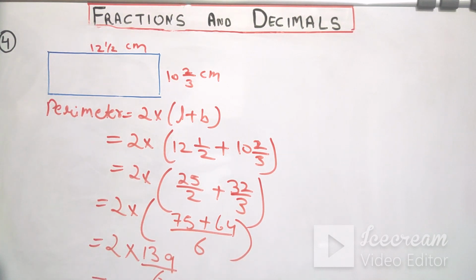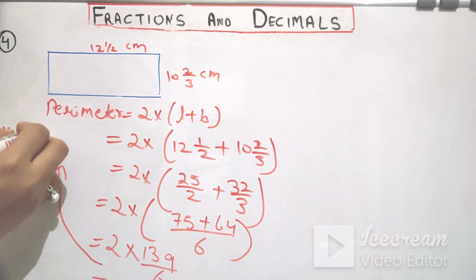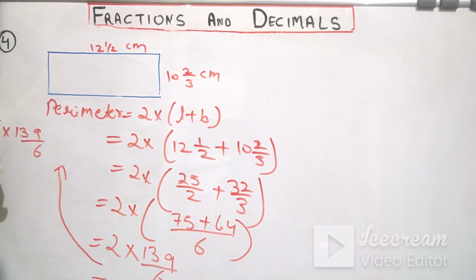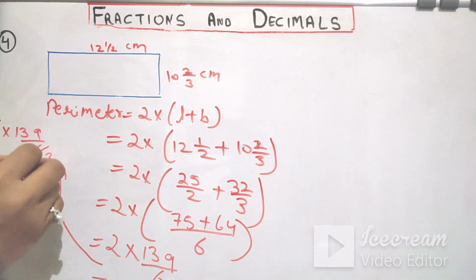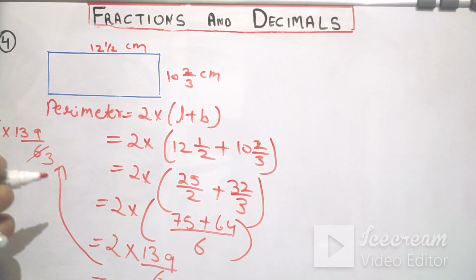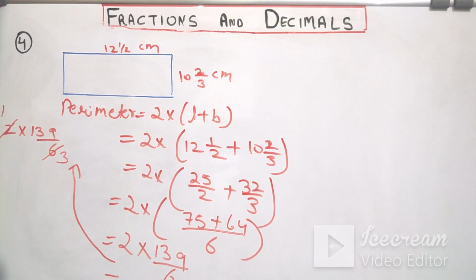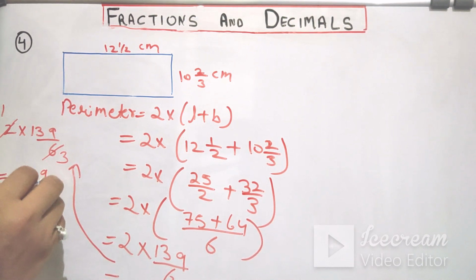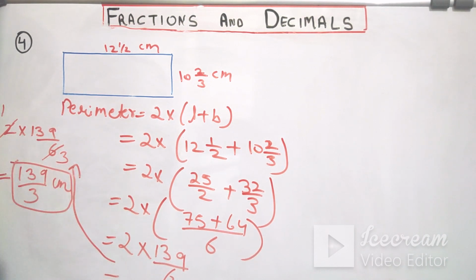Okay, so you know how we can cancel the numbers, right? I think it wouldn't be visible to you. I'll just write it here. 2 into 139 by 6. Okay, so we will cut it by 2 multiplied by 1 is 2 and 2 into 3 is 6. Okay, so we can check whether 139 and 3 we can cut these numbers, but no, it is not possible to cut them. So we can simply write the number as 139 by 3. So this is centimeter. This is the perimeter. This is the answer.